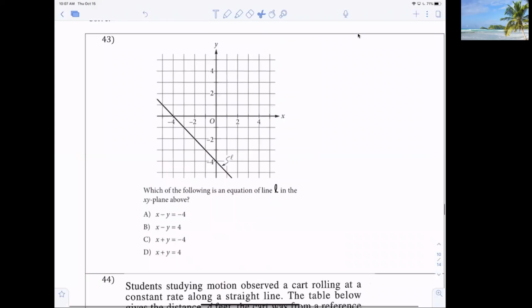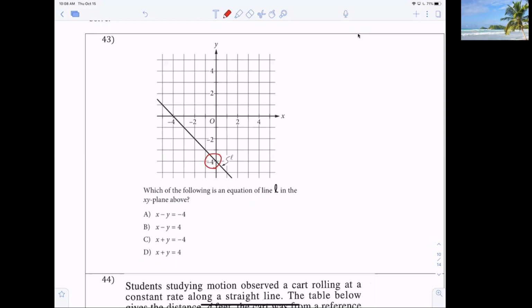Let's look at question number 43. On question number 43, it's simply asking which one of those is the equation. Again, for me personally, there are 2 ways of doing this. All right, we're working now. I notice here that the y-intercept is -4.